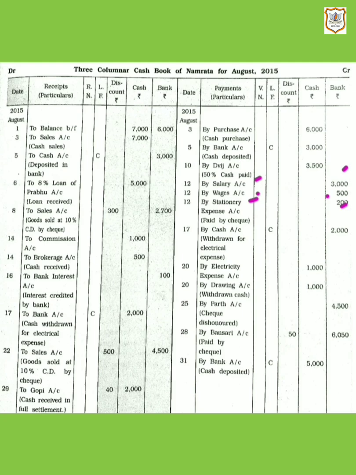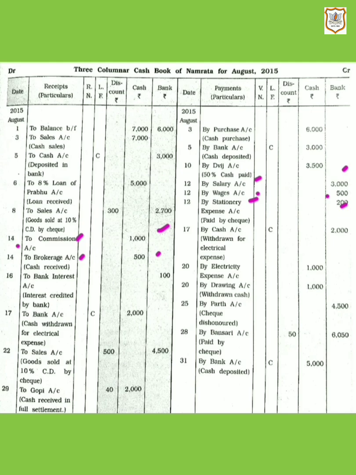So first we will write date, that is date 14th, and in particular column we will write the name of the account under which the payments have been received. So that is commission account and brokerage account. And in amount column, that means in cash column, as we are receiving cash here, so we will record it in cash column, 1,000 for commission and 500 for brokerage.